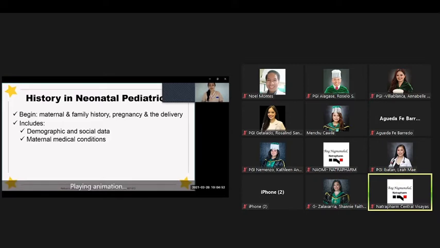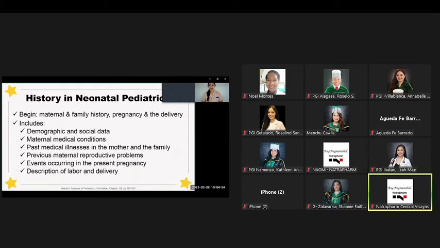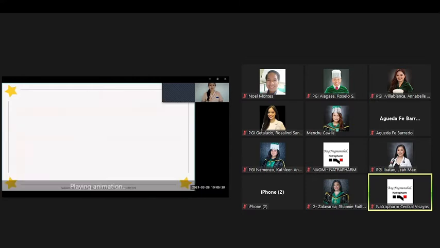So the past medical illnesses in the mother and in the family should also be noted. Previous maternal reproductive problems such as prematurity, stillbirth, ABO incompatibility, and events occurring during the present pregnancy will prompt additional newborn testing. So we also need to take note of the description of the labor and the delivery, such as if there was a rupture of membranes, prolonged labor, use of assistive devices such as forceps and vacuum, that will help determine the risk for clinical deterioration and the need for further monitoring and intervention.